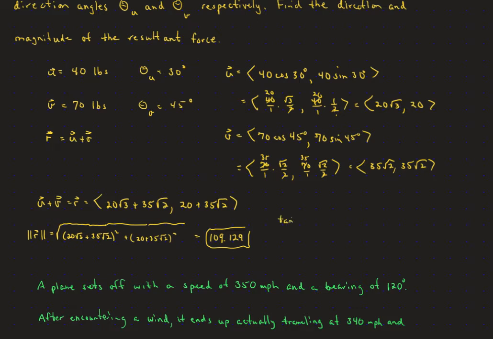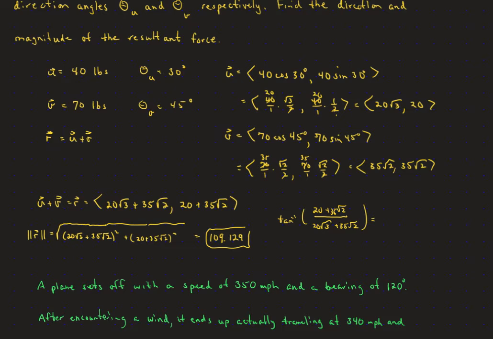And our direction angle: we can take the inverse tangent of y over x. So that's going to be 20 plus 35 square root of 2 all over 20 square root of 3 plus 35 square root of 2. This is all positive, so we're going to be in quadrant 1, so we don't really have to worry about getting a reference angle. So I'm going to go inverse tangent, and then parentheses 20 plus, it should be a 35, I wrote a 3. Let's call that 35 square root of 2.